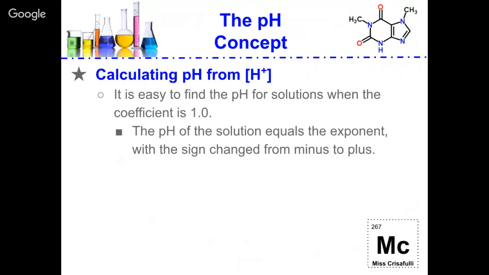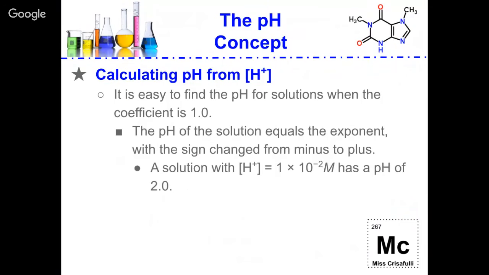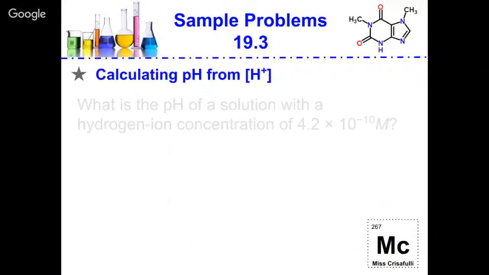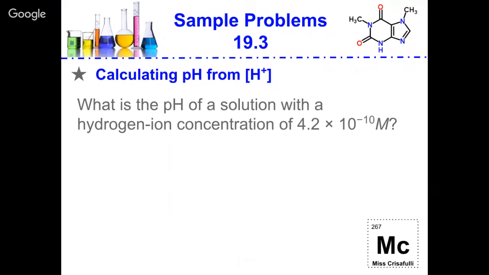So it is easy to find pH for solutions when the coefficient is 1. The pH of the solution is going to equal the exponent with the sign change from minus to plus. So if you have a solution that has an H plus concentration of 1 times 10 to the minus 2nd, it's going to have a pH of 2. When the coefficient is a number other than 1, you're going to need to use a calculator with a log function key to calculate your pH.